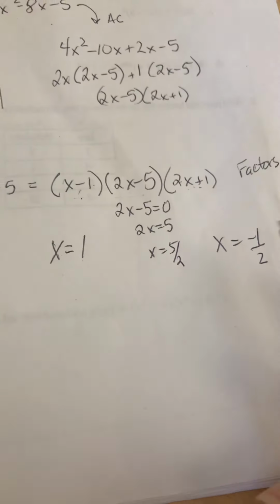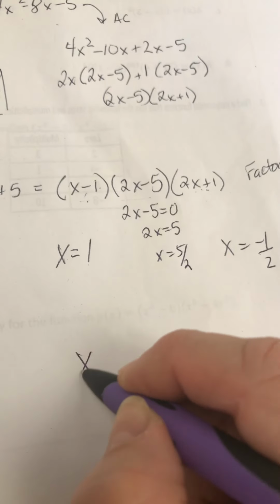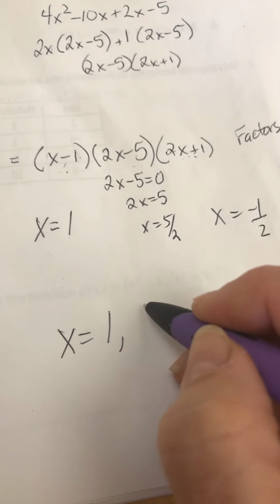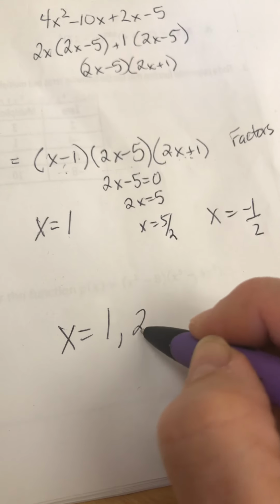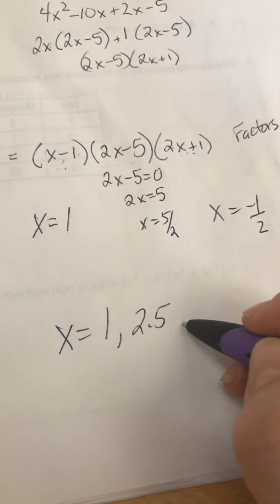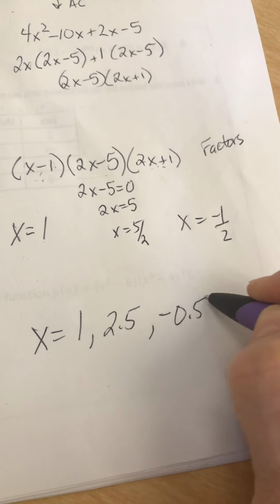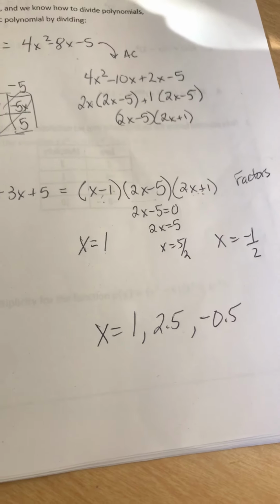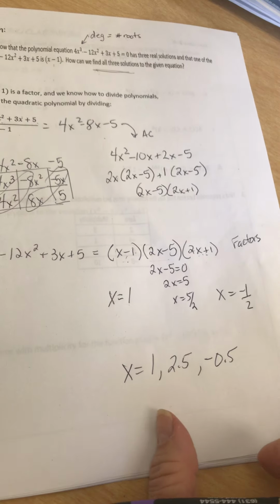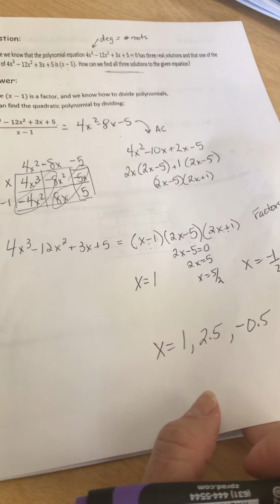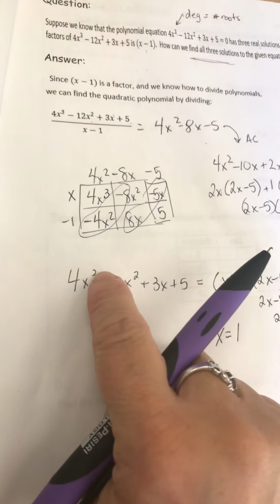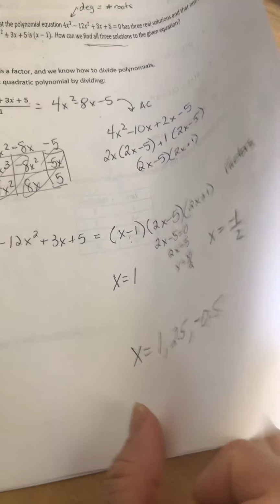But there are my 3 solutions. I have x equals 1, 5 halves, or 2.5. You can write it either way. And negative 1/2 or negative 0.5, you can write it either way. Okay, and then you would check that on the calculator the way I showed you before. 3 solutions, and it's a cube, so we know that that checks.